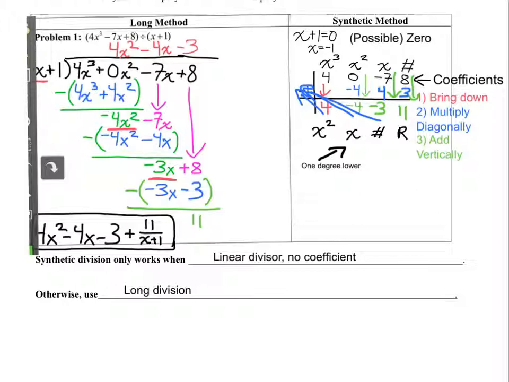Now, there is kind of a way you could fudge that a little bit and make it work. If you're interested in it, it's actually a really interesting thing to look at, but it's going to work differently. So for the sake of simplicity, only use this method when you have a linear divisor and then no coefficient with it.